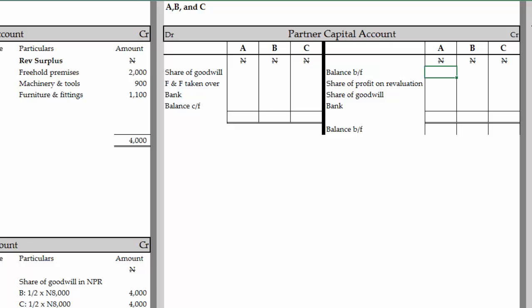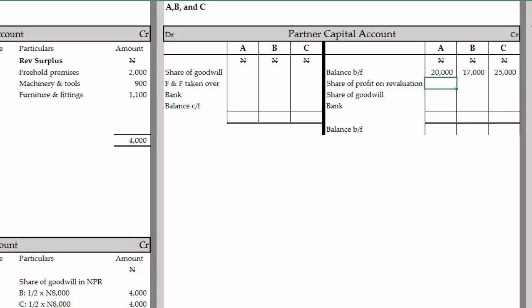Welcome back. Now let's look at the next requirement of this question, which is to prepare a partner's capital account. We have our partner's capital account in columnar form, A, B, and C. From the question, the balance in their respective capital accounts was 20,000 for A, 17,000 for B, 25,000 for C. Let's transfer these to the capital account, and that will be the balance brought forward. For A is 20,000, for B is 17,000, and for C is 25,000.